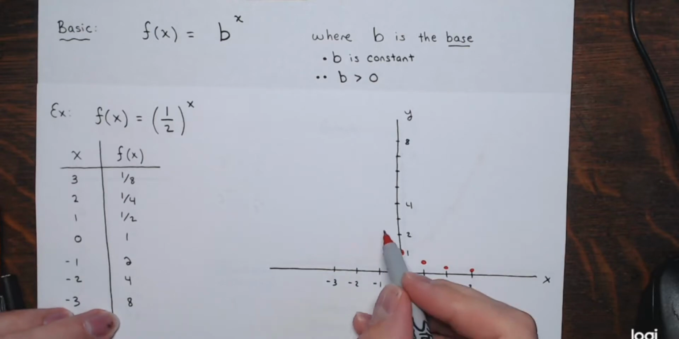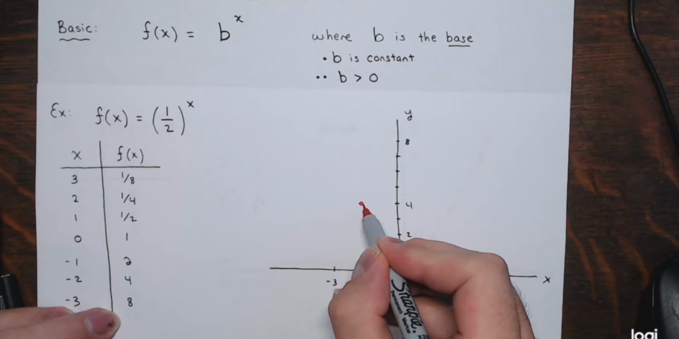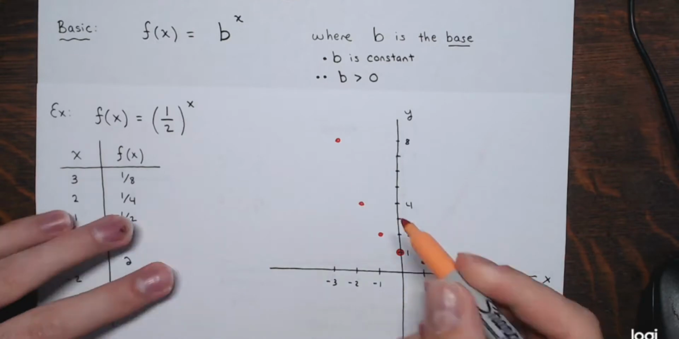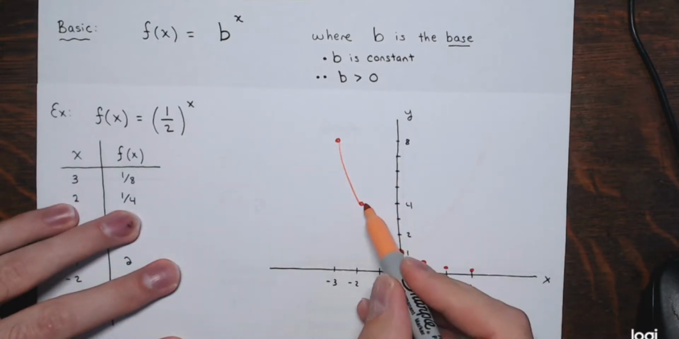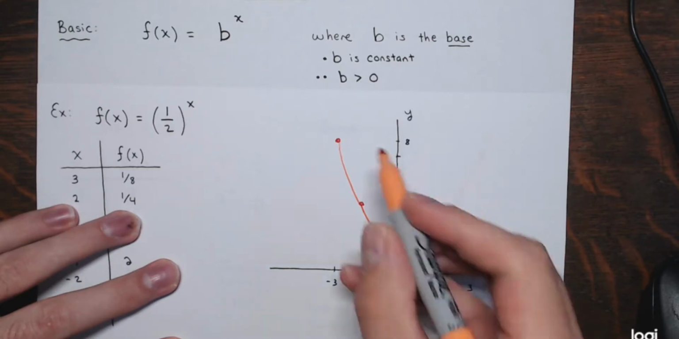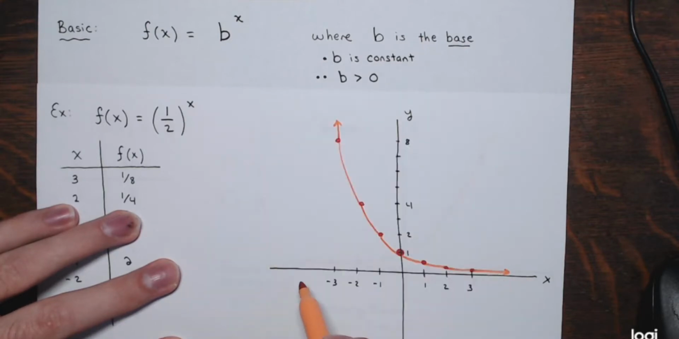Then -1 comma 2, -2 comma 4, -3 comma 8. And then I'll draw a rough sketch of the graph in. So once again, as I move to the right, as I increase the input, the value is going down, but never actually becoming 0 or negative. It's always positive. And if I go to the left, if I plugged in -4, I get 16. Plug in -5, I get 32. So it's going up forever to the left.